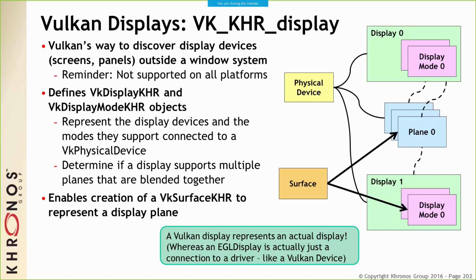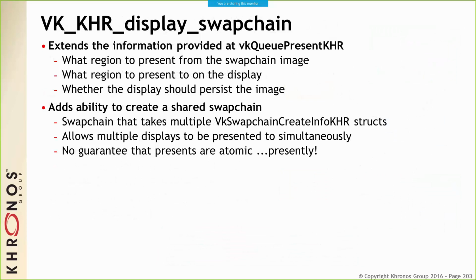And then it adds the ability to create this thing called a shared swap chain. And this is a structure that can take multiple swap chains at the same time. So it's an additional function that instead of submitting to one swap chain, you submit to multiple swap chains that can target separate displays. At the moment, it doesn't guarantee atomicity, i.e. you don't know that it's going to hit the displays at exactly the same time, but that's something that may be exposed in the future.